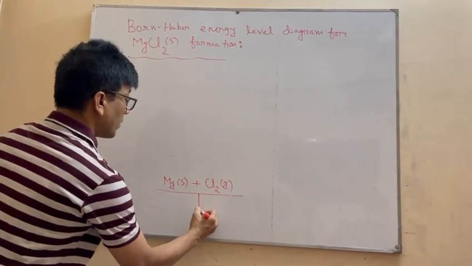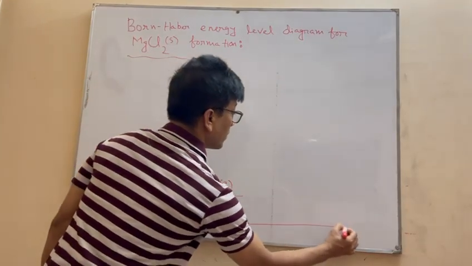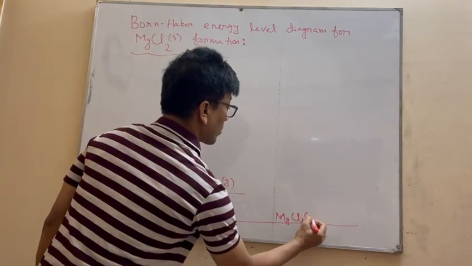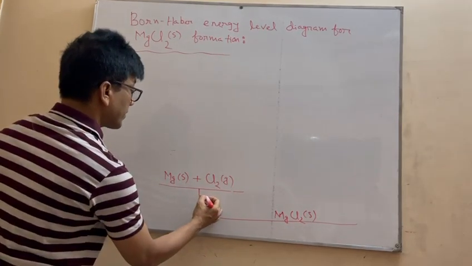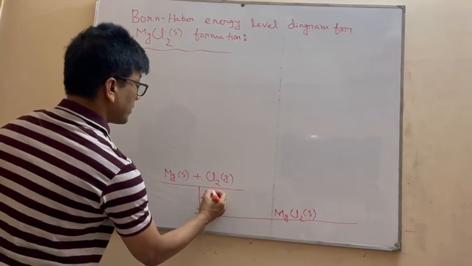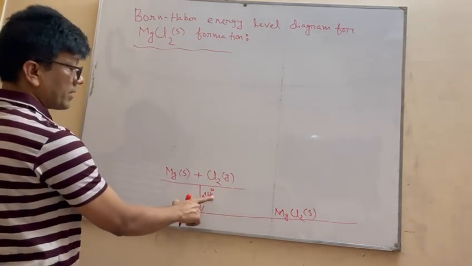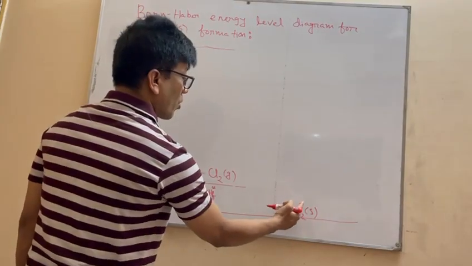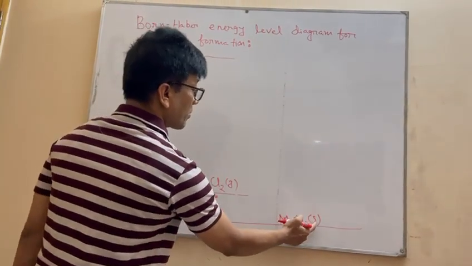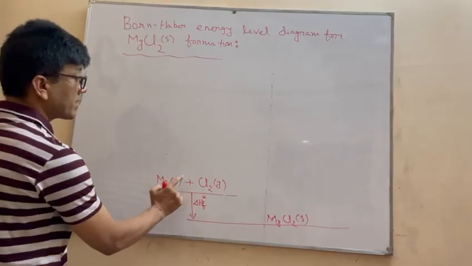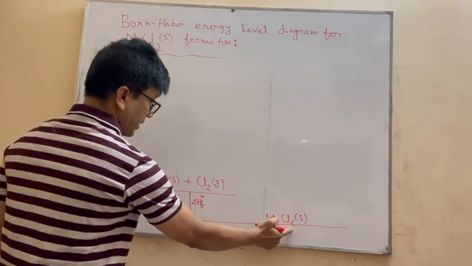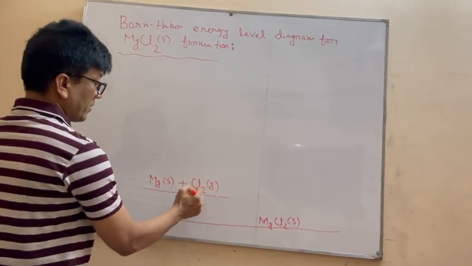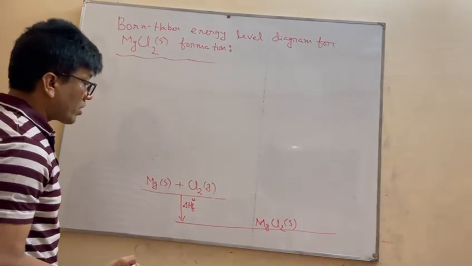So magnesium chloride solid, this is standard enthalpy change of formation. 1 mole of ionic compound or 1 mole of magnesium chloride substance is formed from its elements, magnesium standard state solid element and chlorine gas, and this is exothermic reaction.